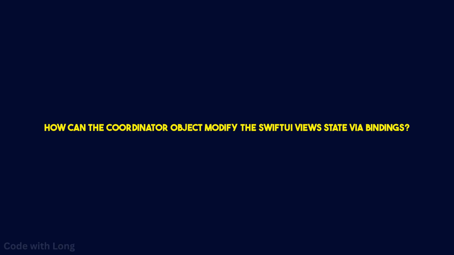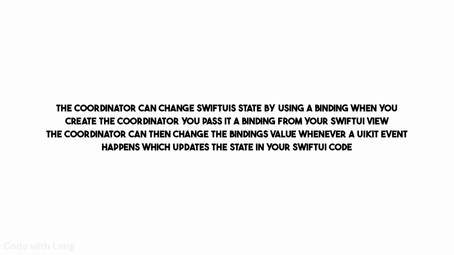How can the coordinator object modify the SwiftUI view's state via bindings? The coordinator can change SwiftUI's state by using a binding. When you create the coordinator, you pass it a binding from your SwiftUI view. The coordinator can then change the binding's value whenever a UIKit event happens, which updates the state in your SwiftUI code.